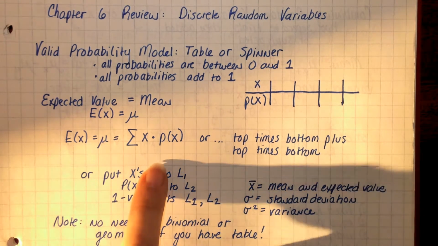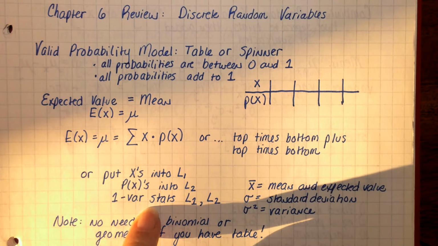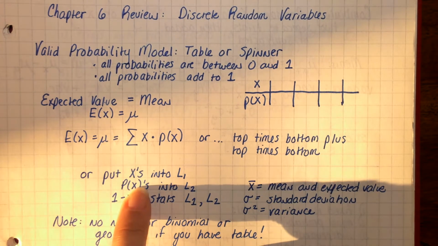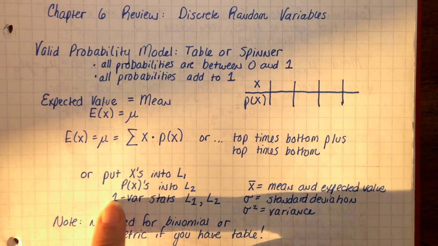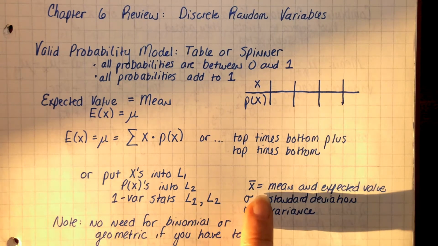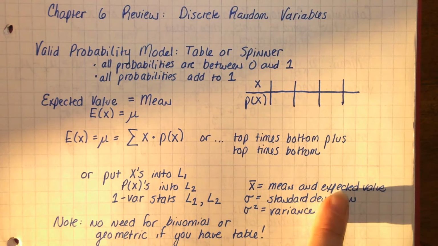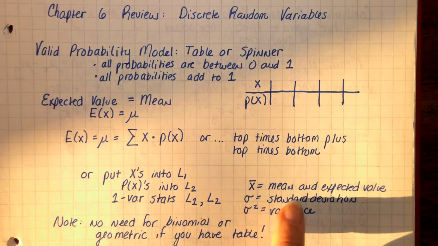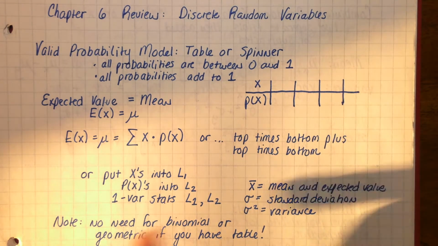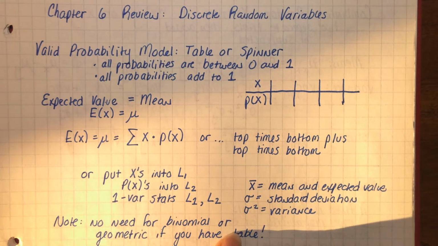If you're too lazy to do that by hand, or you have the whole table and don't need to do it by hand, you put your x's into L1, your p of x's, your probabilities, into L2, and do one variable stats L1, L2. X bar in that is the mean and the expected value, both are the same. Sigma is your standard deviation, and then you have to square that to get the variance. Note, no need for binomial or geometric if you have a table.